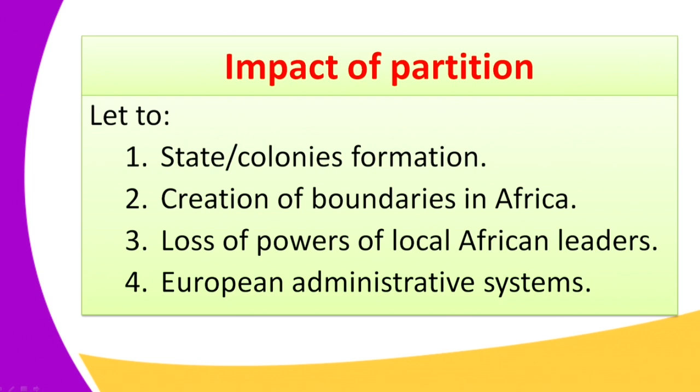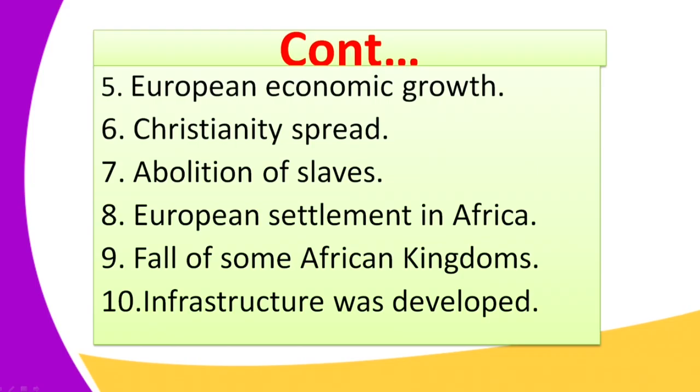Another one, they have indirect rule. Indirect rule is whereby they involve the local African leaders, and on top, they are the ones. Another one, we have the assimilation. A good example of the Europeans' power who used assimilation is the French. We also have the association. So this one, among many others, was the form of administrative system that was established.